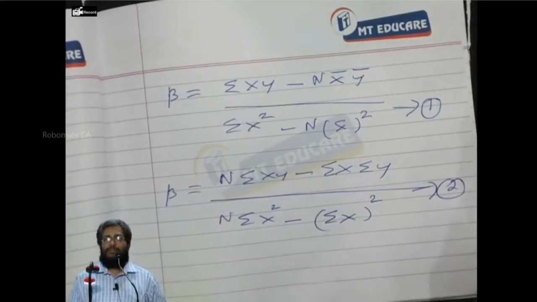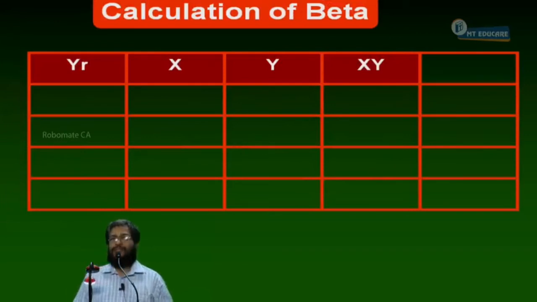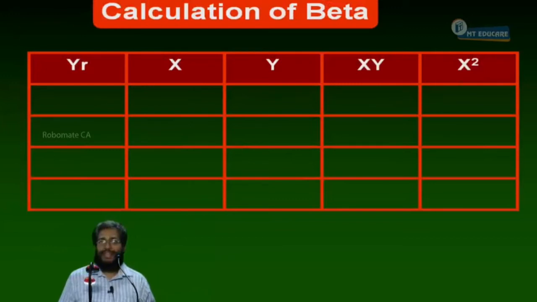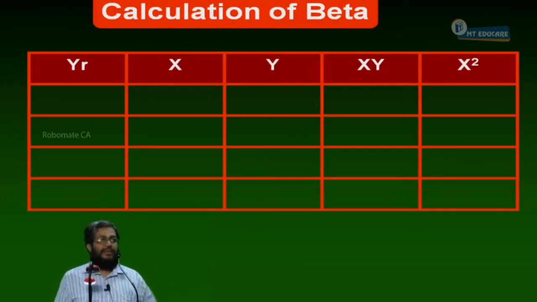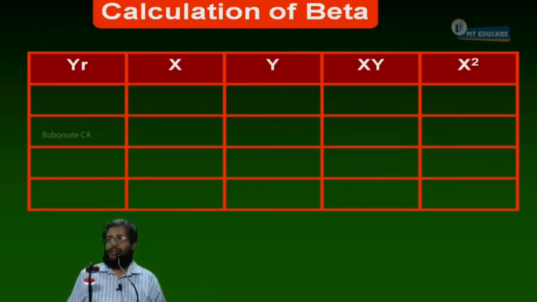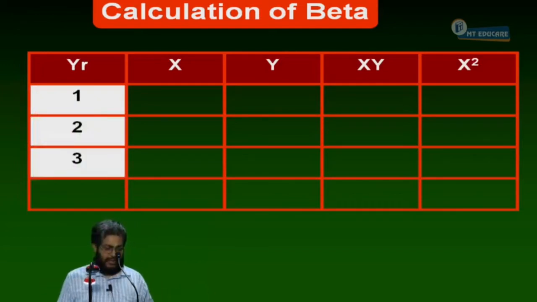Computation table. Open the following columns: x, y, and then x squared. Can we start or not? Now, 1, 2, 3. Let's do it together. Here 1, 2 and then 3.